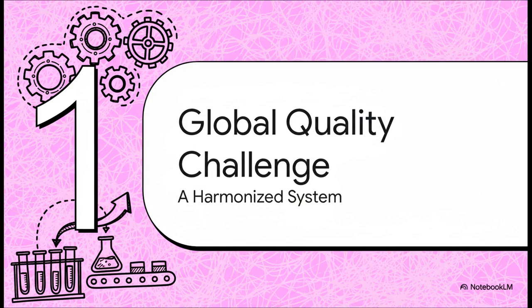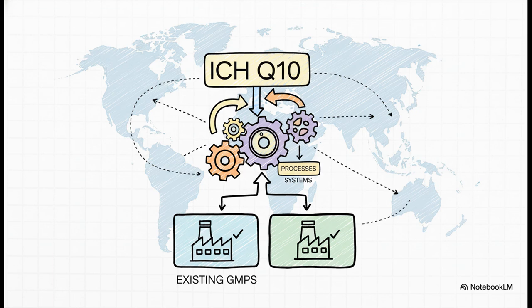The pharmaceutical industry is global, but for a long time, how companies handled quality could be really different from one country to the next. It created this huge need for a single, harmonized way of doing things. And that is exactly what ICH Q10 was created to be. Now, it doesn't replace existing regulations like good manufacturing practices or GMPs. A better way to think of it is as an upgrade, a powerful new operating system that makes all those existing rules work together in one comprehensive model that works anywhere in the world.